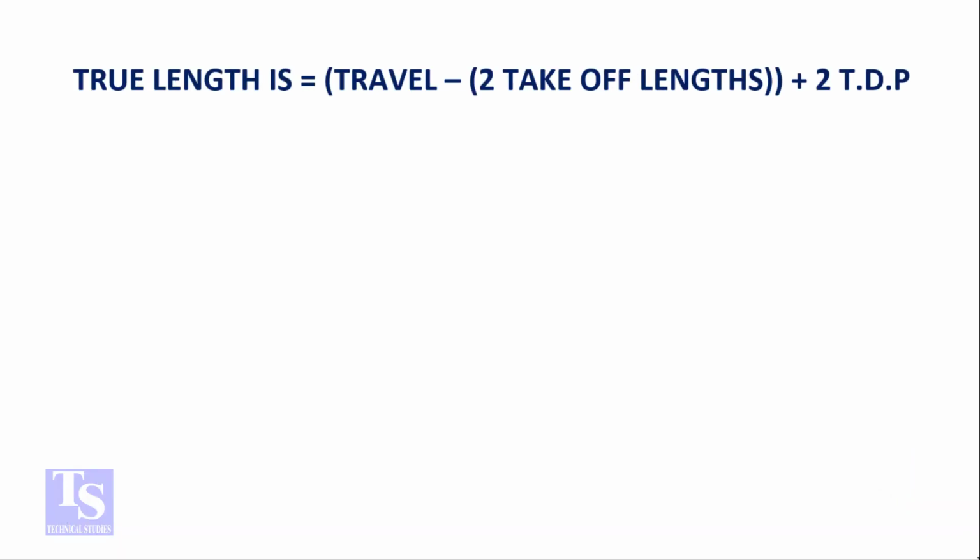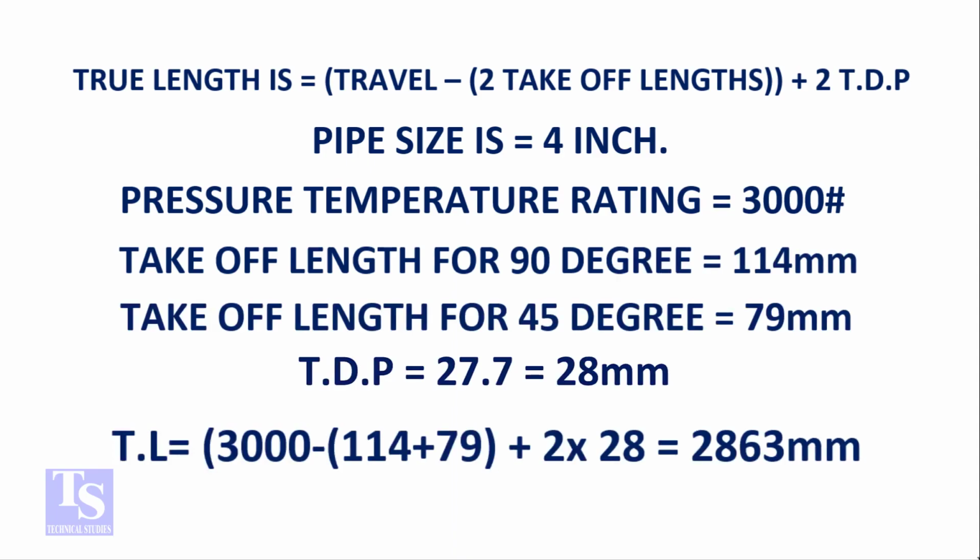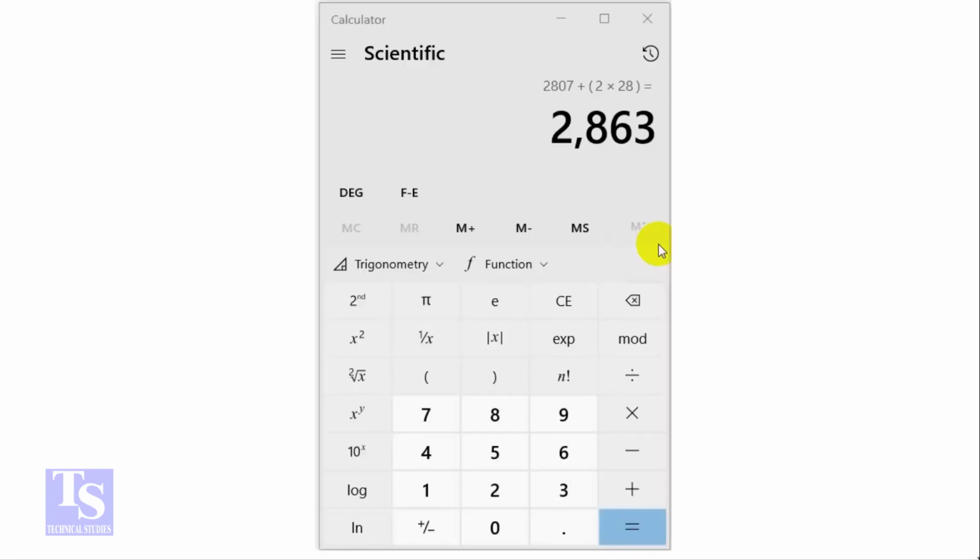True length is equal to travel minus 2 takeoff, plus 2 TDP. Let us calculate. The true length of the pipe is 2,863 millimeters.